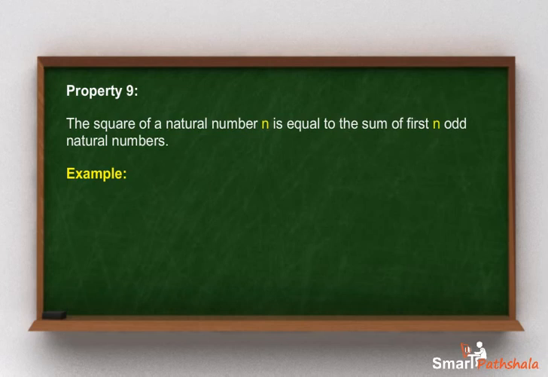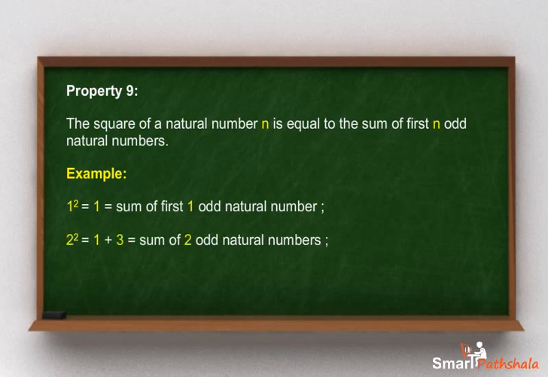For example, 1 square is equal to 1 is equal to sum of first one odd natural number. 2 square is equal to 1 plus 3 is equal to sum of first two odd natural numbers. And so on.